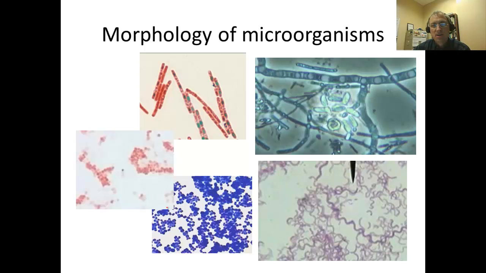So the morphology of microorganisms can give us an important clue as to what a microorganism is, but it has its disadvantages. It's not going to be able to tell us precisely what the organism is down to the species level unless we're extremely lucky.